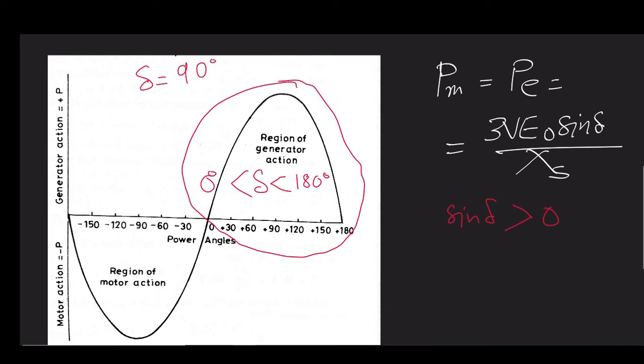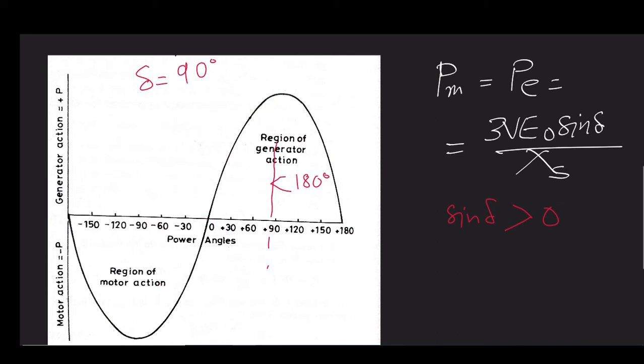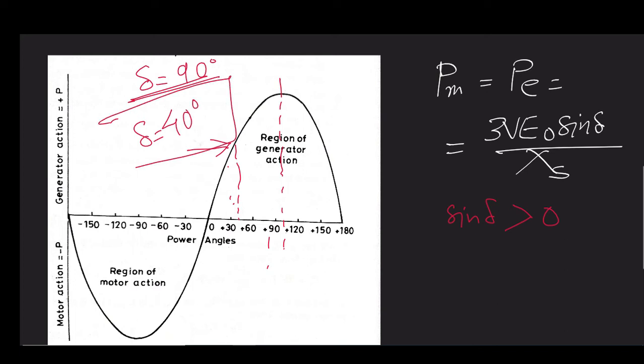Later on I will show you that for stability, delta should be selected, even in generator operation, at a value less than 90 degrees, right? But in the practical case, although the maximum value is delta equal to 90 degrees, generally considering all the stability limits, we can go at max to this portion where delta is equal to 40 degrees. This is the practical limit.